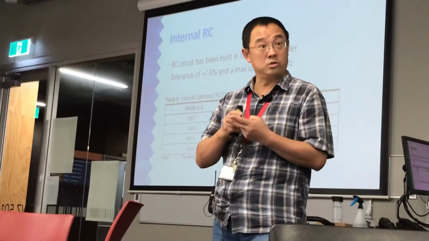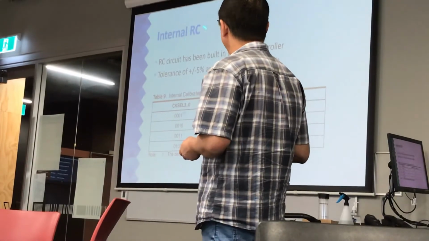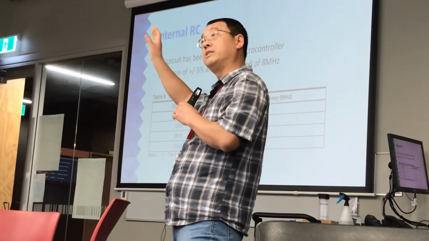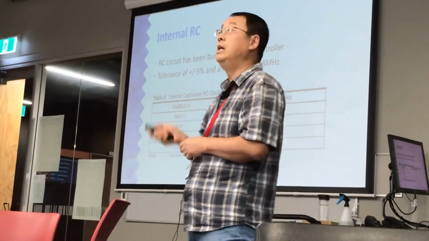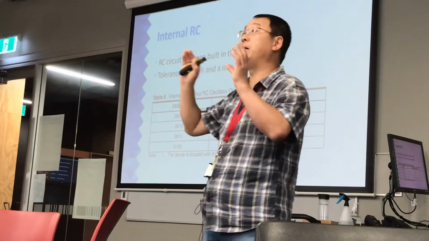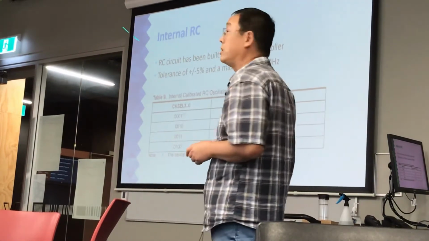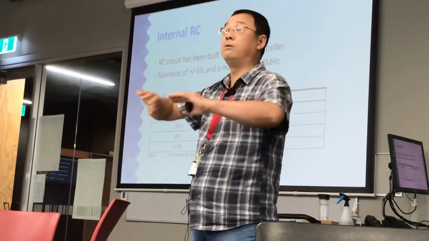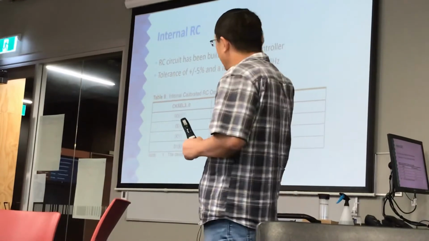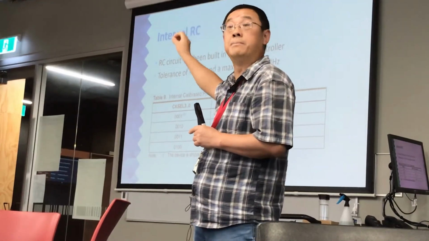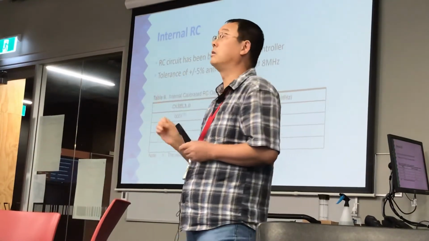RC clock source you can use. The internal RC clock is similar to the external RC clock, but it is built inside the microcontroller. All the microcontrollers you buy from the manufacturer have the internal RC clock as the default clock source. That means you turn on the power, even without any external clock, and your microcontroller can still be programmed and work.